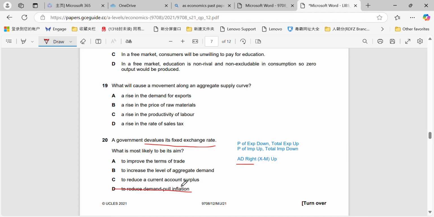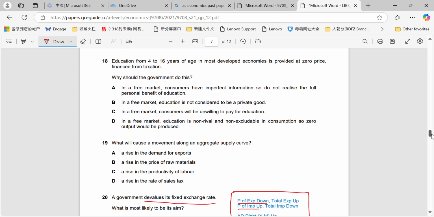To reduce a current account surplus, so again, reducing a surplus would mean that imports would have to go up and exports would have to go down because we're reducing the surplus, and that's the opposite of what's happening. Increase the level of aggregate demand, definitely, because we've just explained that in our little synopsis over here. And improve terms of trade, it will not. It will deteriorate or fall the terms of trade because remember it's relating to prices. Imports go up, exports go down. That will cause a deterioration in terms of trade.